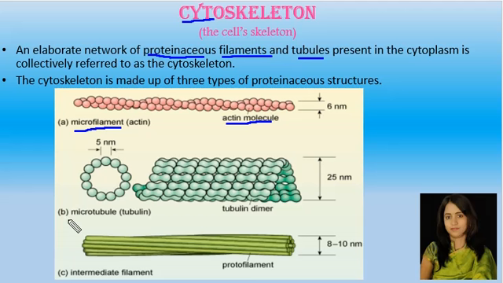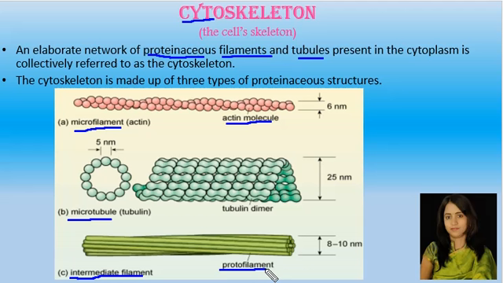Then the second one is microtubules. These are made up of tubulin dimers. Large number of tubulin dimers are linked together and form microtubules. Then the third one is intermediate filaments. This is intermediate filament. It is made up of protofilament.